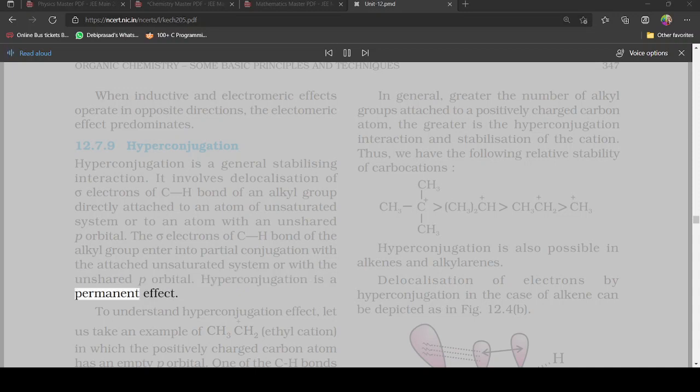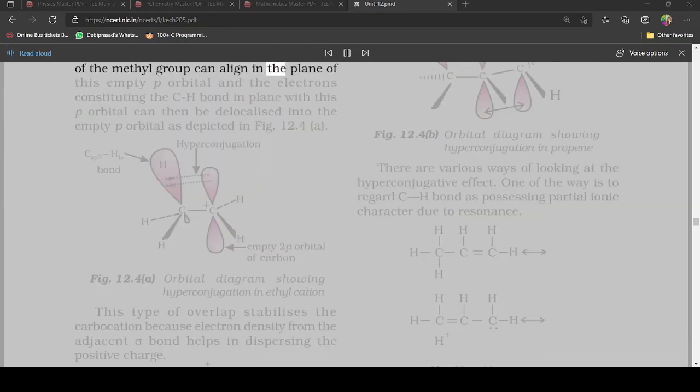Hyperconjugation is a permanent effect. To understand the hyperconjugation effect, let us take an example of CH3-CH2+, the ethyl cation, in which the positively charged carbon atom has an empty p orbital. One of the C-H bonds of the methyl group can align in the plane of this empty p orbital, and the electrons constituting the C-H bond in plane with this p orbital can then be delocalized into the empty p orbital as depicted in Fig.